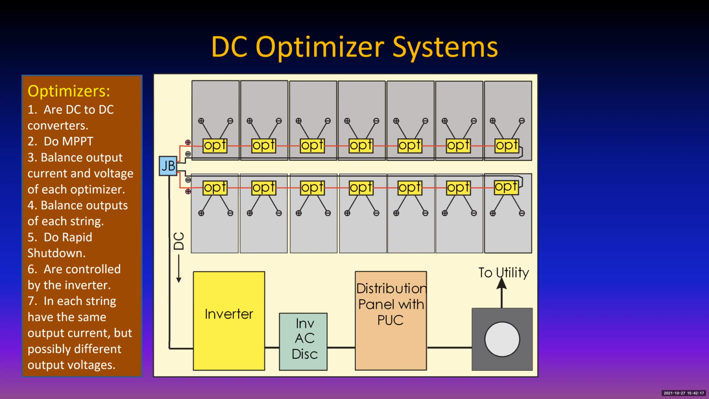The optimizers do maximum power point tracking on an individual basis. So if you shade one module, that's okay, it adjusts to that. I mean, you lose power, but at least it doesn't affect other modules. They balance the outputs of each string. They do rapid shutdown. They're controlled by the main inverter. So you can't use any old inverter along with the optimizers. It has to be by the same manufacturer, designed to talk to each other.